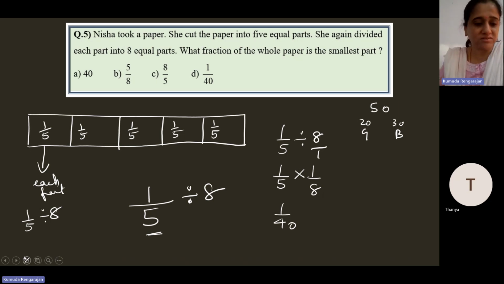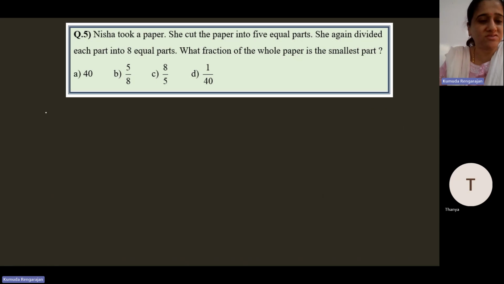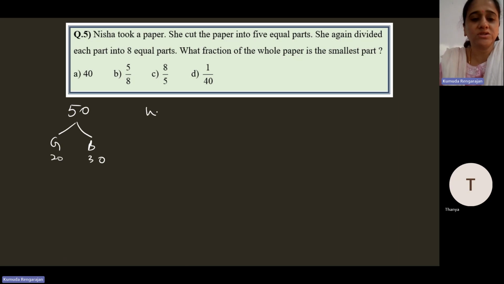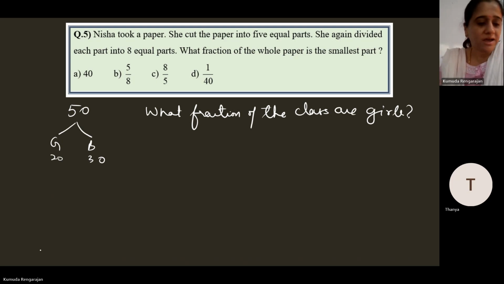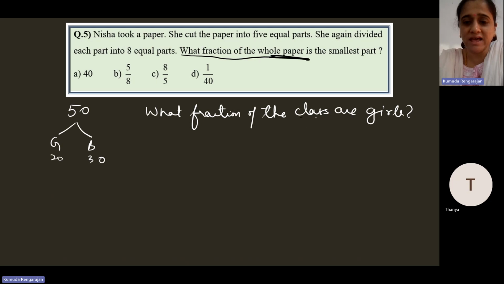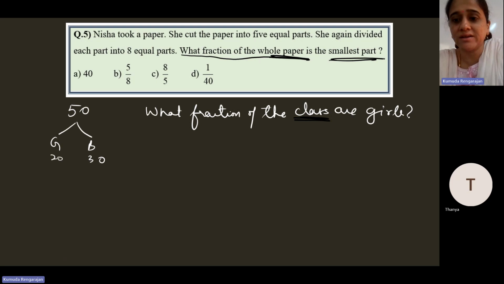I'll just clear the screen and write this again for you. Let's just take this example. 50 students, girls, boys, 20, 30. The question is, what fraction of the class are girls? And this question is very similar to this one. What fraction of the whole paper? The whole paper is like the class here, the total number of students in the class. It's the smallest part. Are girls.